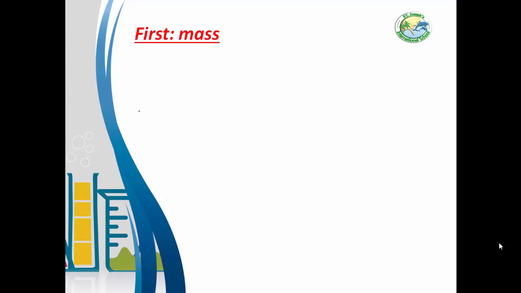We can say that mass is the amount of matter in an object. It means if we are talking about a wooden chair, the mass of this chair is the amount of wood in this chair. So mass is the amount of matter that the object contains. And also we will study the properties of mass.